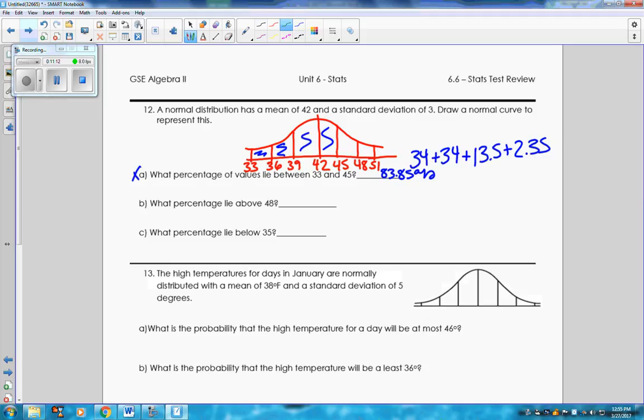Part B asks what percentage lies above 48. So that's going to be this section and this section added together. So those two sections are 2.35% plus 0.15%, which would give you 2.5%.